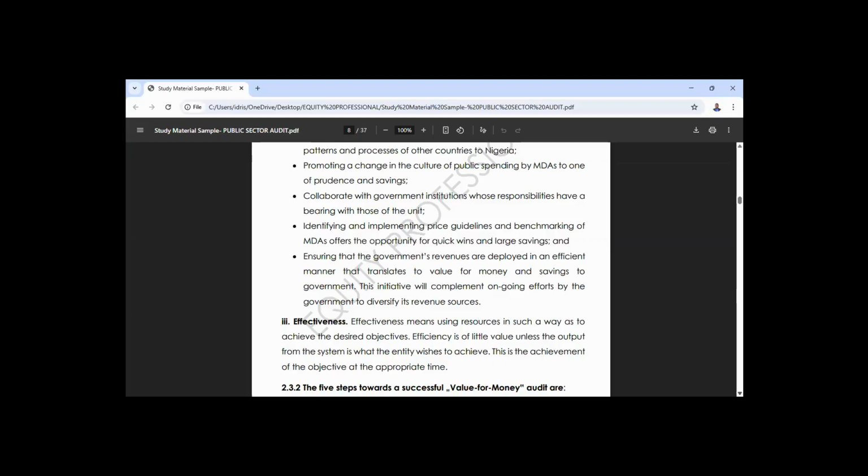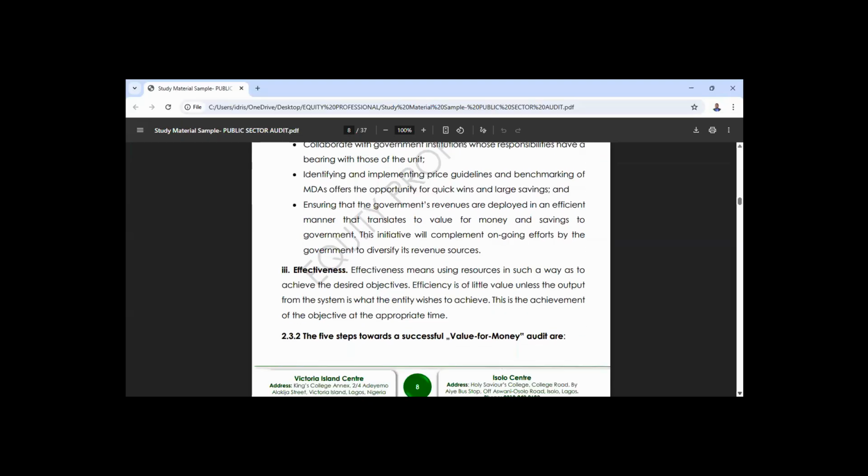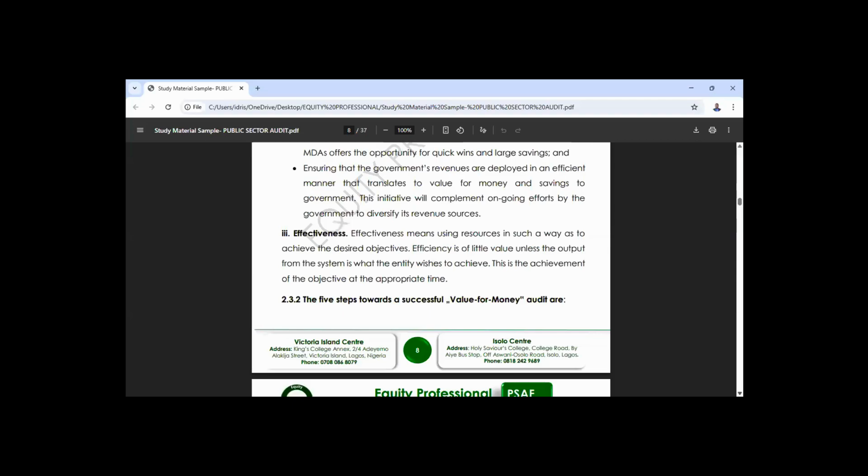So let's look at another component of value for money audit. Another component is called effectiveness. Effectiveness means using government resources in the best possible way to achieve the desired objective. It's different from efficiency. In effectiveness, we want to achieve the established objective, but in efficiency, we want to achieve maximum output as much as we can.